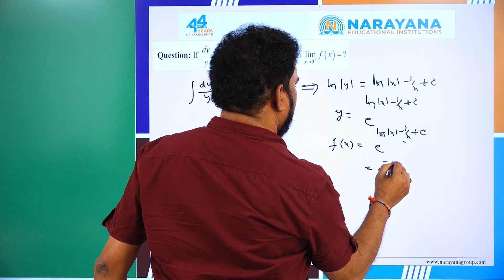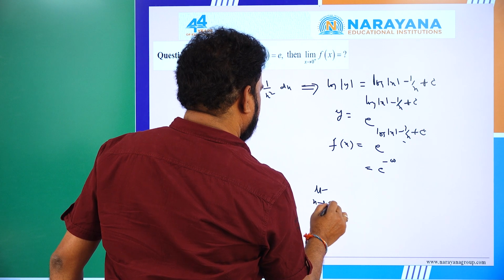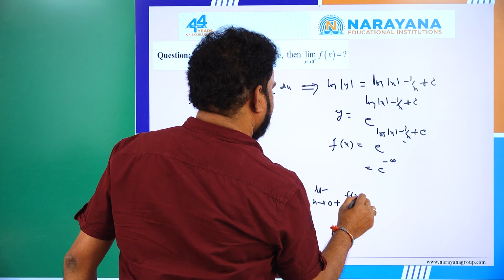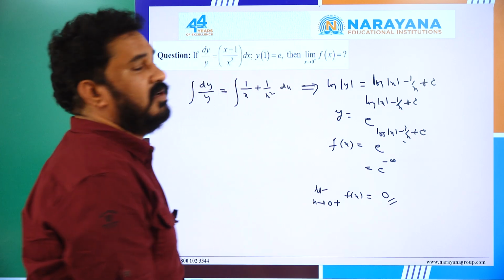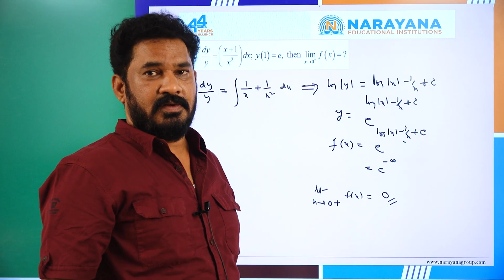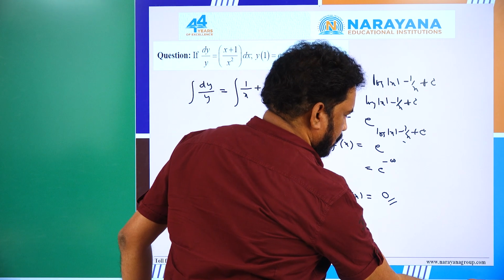So e power minus infinity, then the limit as x extends to 0 plus of f of x is given by e power minus infinity, which equals 0. So for this question, 0 is the answer. Okay, I hope you understood this. Right. Next.